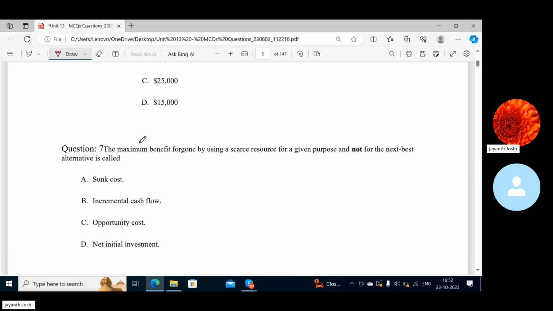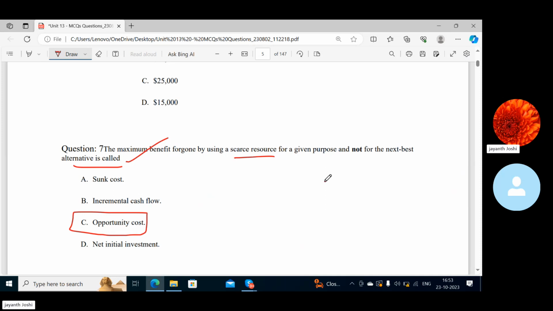So what is the next question? The maximum benefit foregone by using a scarce resource for a given purpose and not for the next best alternative is called opportunity cost. See, maximum benefit foregone by using a scarce resource for a given purpose and not for the next best alternative.